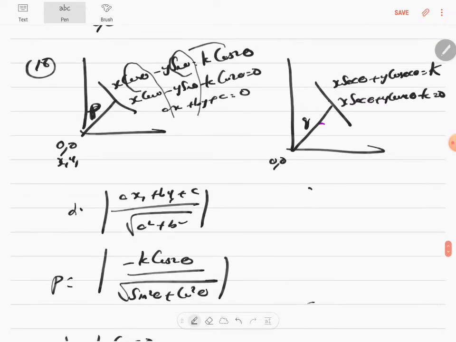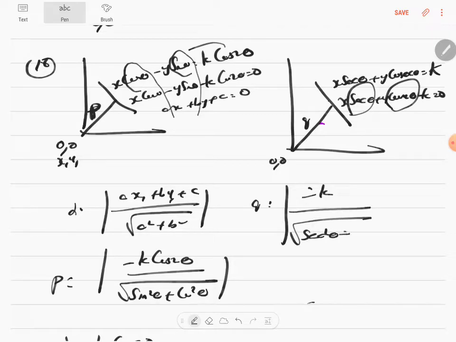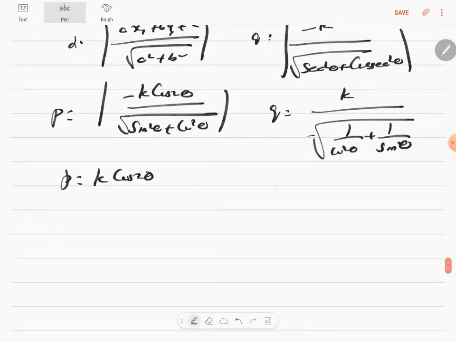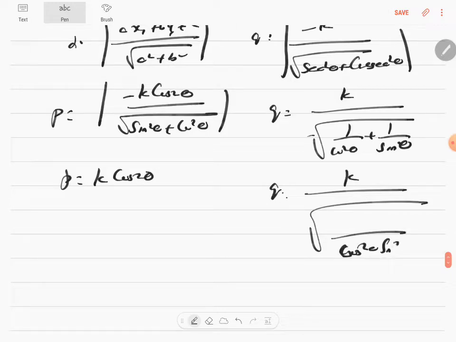Coming to q, you're going to find this distance, where secant theta is a, secant theta into 0 plus cosecant theta into 0. So a into x1 plus b into y1 minus k by root of a square plus b square, which is secant square theta plus cosecant square theta. Solving this, it is k by root of 1 by cos square theta plus 1 by sin square theta, and when you take an LCM in the denominator, there's a root and this is cos square theta into sin square theta. The numerator will become sin square theta plus cos square theta, which is just 1. The root and the squares are going to get cancelled, so it will become k into sin theta into cos theta.